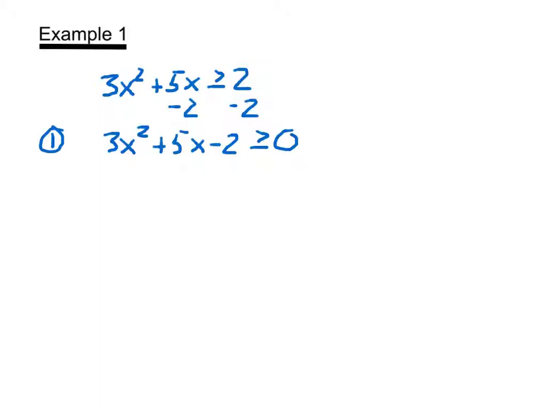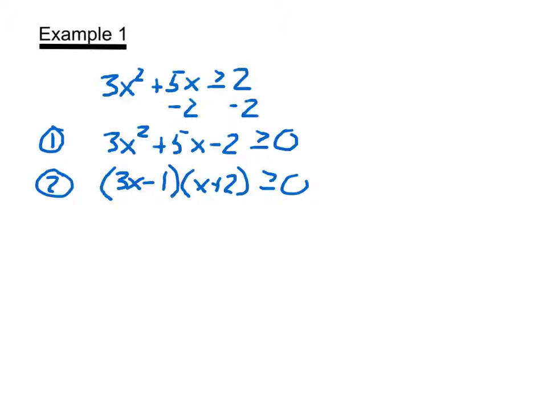And if you need some practice factoring, you can go back to an earlier chapter in the textbook to review factoring, but it's something that you should have seen in a previous math class. If you factor the left-hand side, you should get (3x minus 1)(x plus 2) is greater than or equal to 0. That's step 2. The third step is to draw a sign diagram for the left-hand side.